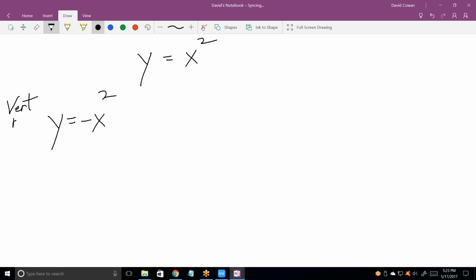That's a vertical reflection. And I call it a vertical reflection. Most people say it's a reflection over the x-axis. But you'll see why I call it a vertical reflection in a second. Alright. What is this?